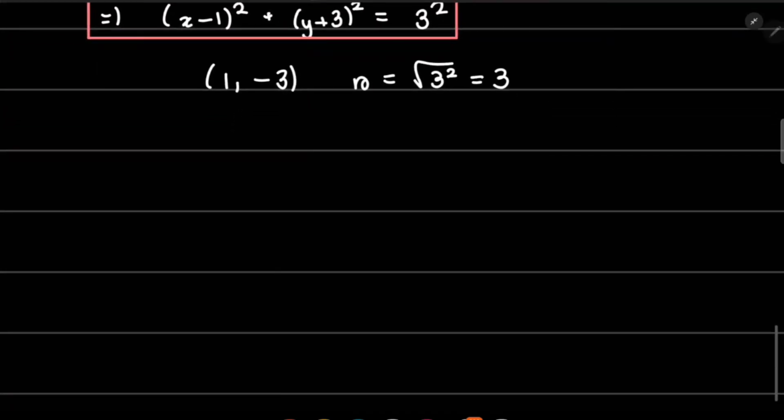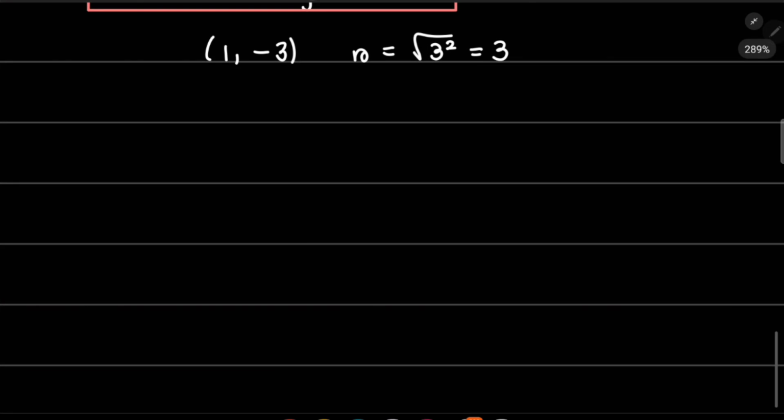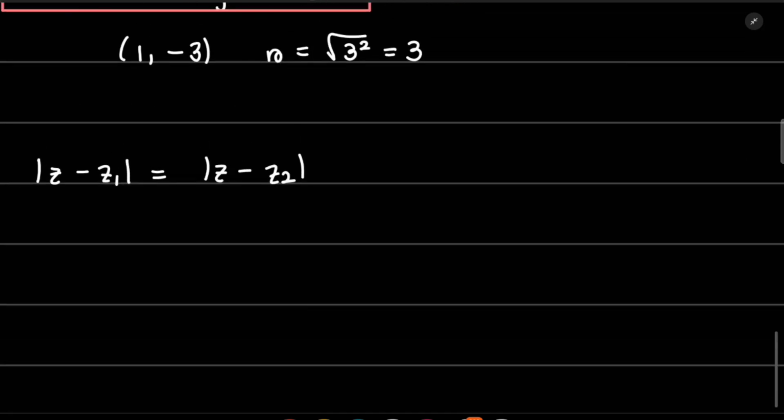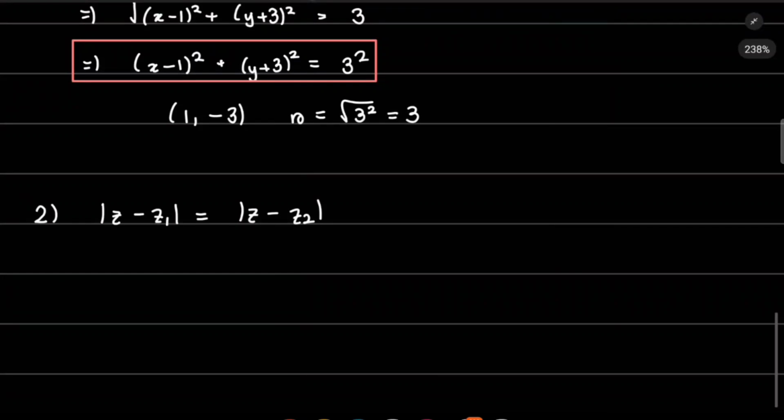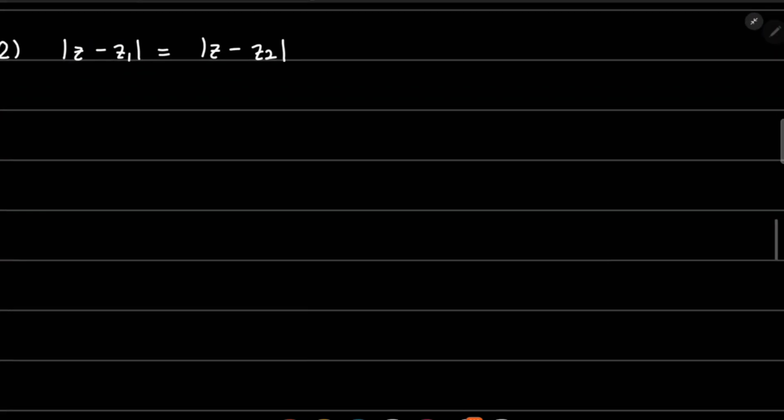Now another type of equation for an Argand diagram is that of perpendicular bisectors, and it is given in this form. So I have |z - z1| equals |z - z2|. So the magnitude of z minus z1 is equal to the magnitude of z minus z2. And if you think about it intuitively, this will come out as a perpendicular bisector. So let's see why.